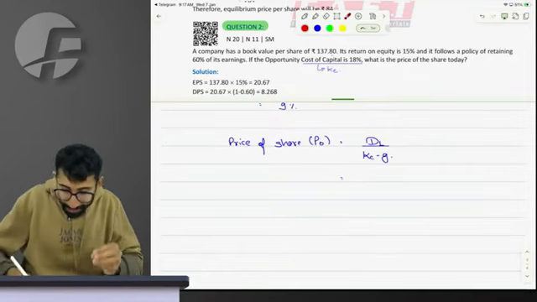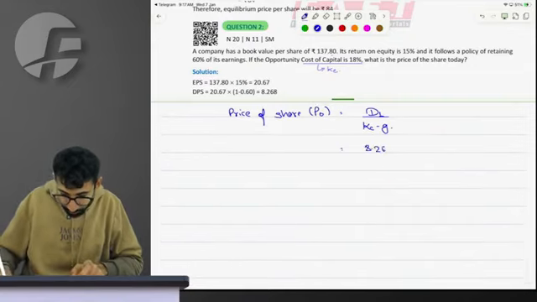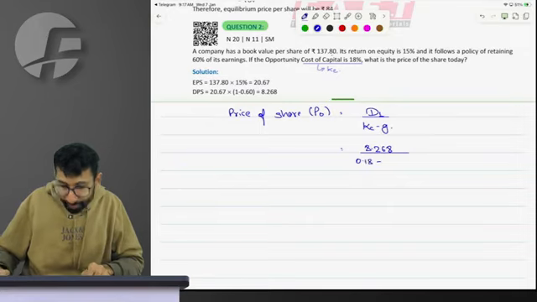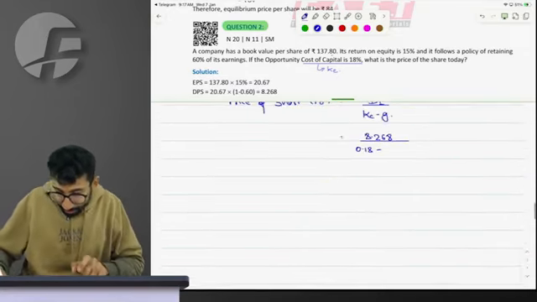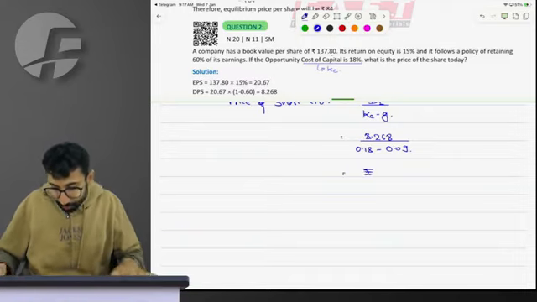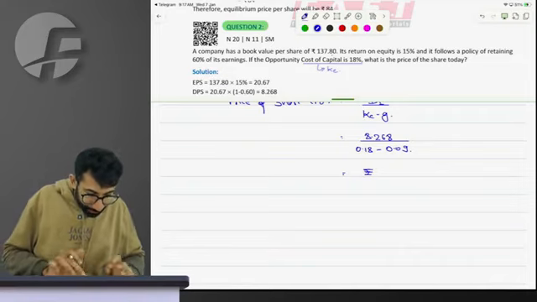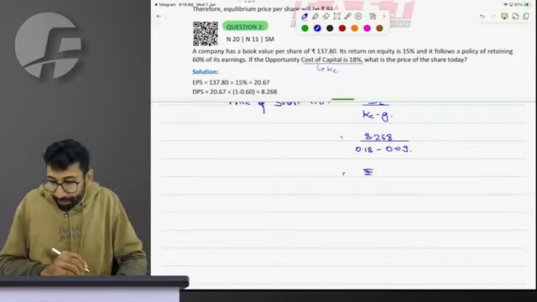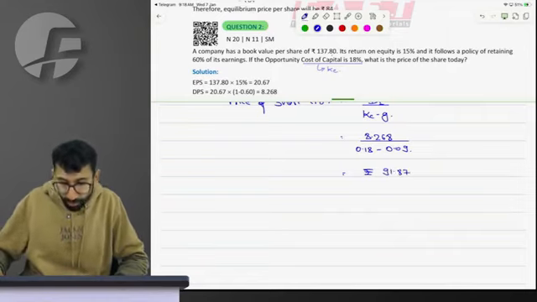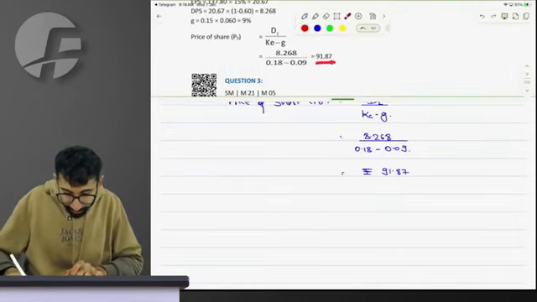Agreed. So D1 divided by K minus G is the formula. So 8.268 divided by cost of equity, directly given by the examiner as 0.18, minus growth, calculated by us as 0.09. So what will be the price of share? 8.268 divided by 0.09 is 91.866666, which is 91.87 on a rounded off basis as the price of share. 91.87 is the price of share.